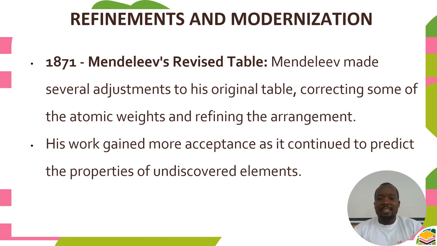And of course, there are some refinements and modernization on the periodic table. As we have already seen, Dmitri Mendeleev was the one who revised the table. He made several adjustments to his original table, correcting some of the atomic weights and refining the arrangement. Okay? So he was just fine-tuning the periodic table. His work gained more acceptance as it continued to predict the properties of undiscovered elements.